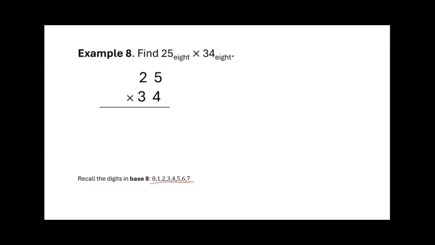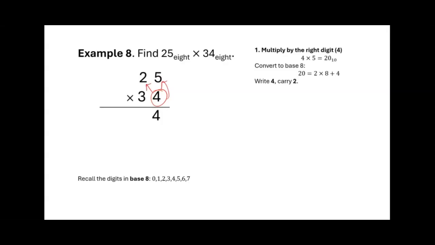I need to use one of these digits. I'm going to start by multiplying by the right digit, which is 4, kind of like how I did it before. I'm going to start by multiplying all of the digits on the top by 4, and then I'll move on to the next one, which is 3.